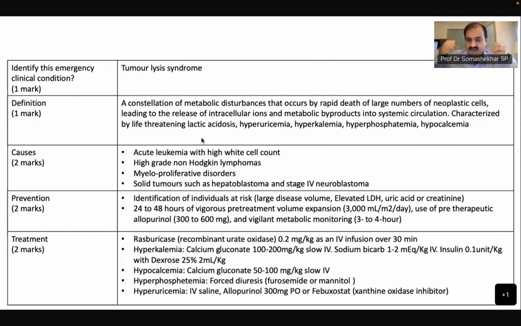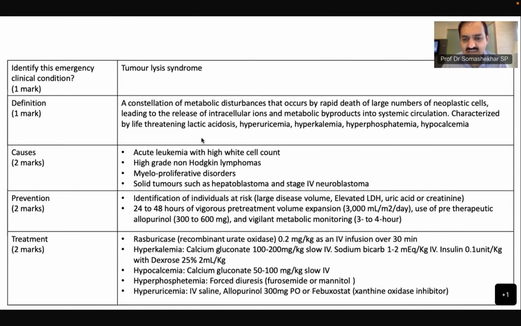Identify individuals at risk who have a large volume of cancer; suddenly it dies and lyses and comes with this problem. Look for that volume, and elevated LDH, uric acid, creatinine before chemo. How to prevent this? Hydrate the patient well before giving chemo, give allopurinol and metabolic monitoring. Treatment: rasburicase, it's a recombinant urate oxidase.